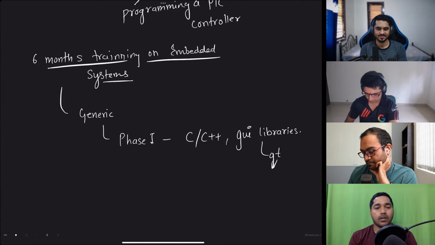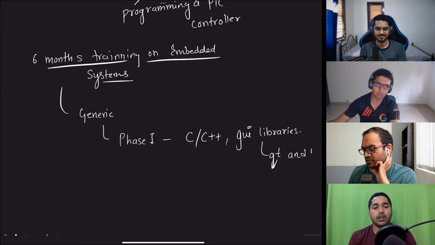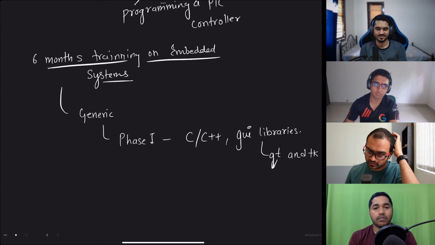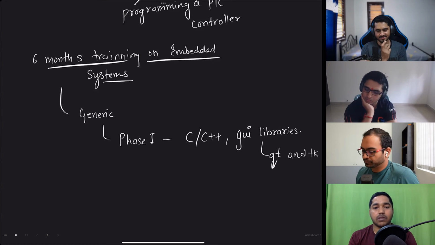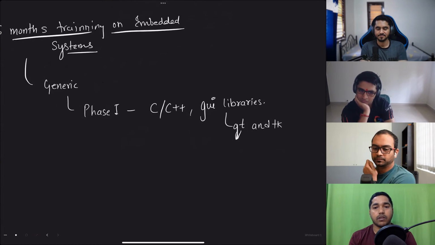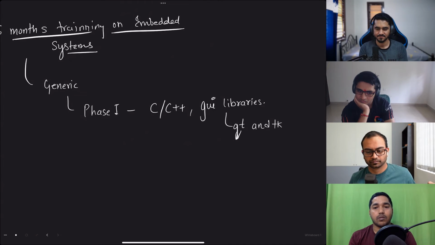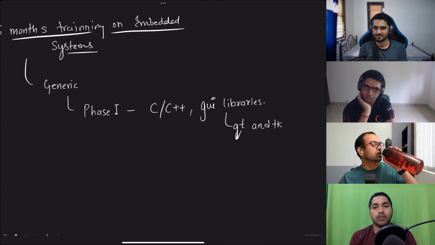In the second phase, they taught Qt and Tk. These are the libraries used to develop the graphical interface of embedded software, which is the control system of any embedded device.